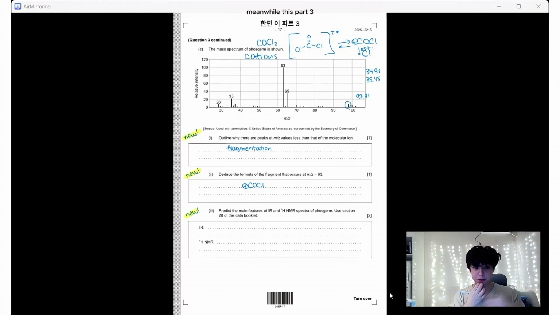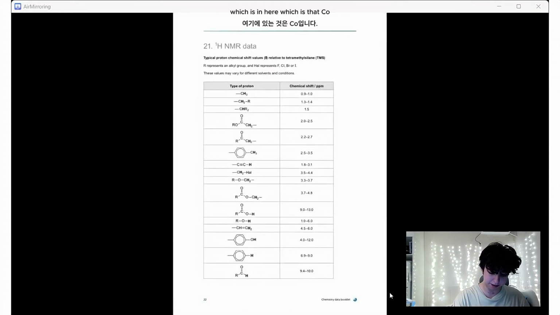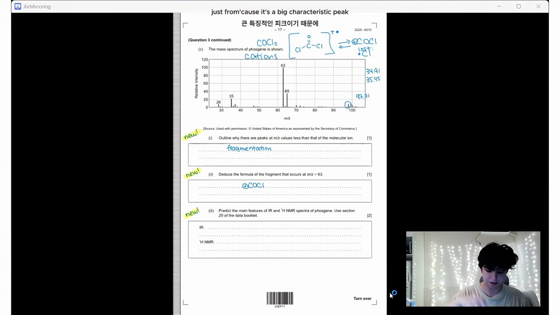Okay. Meanwhile, this part 3, it says to predict the main features of the IR and H NMR spectra of phosgene and to use section 20 of the data booklet. So for the IR, we're going to look for the CO bond, because that is our big bond that we're going to have. That is very stereotypical. You can look at this data booklet, which is that CO is going to be a strong peak from 1700 to 1750. I'm going to be honest, I have that memorized. So we're going to go just from, because it's a big characteristic peak.